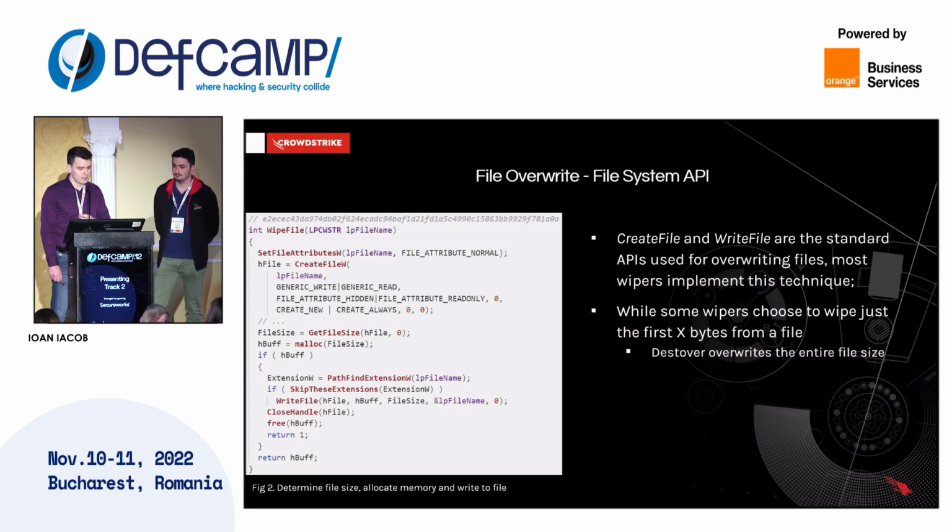wiping process. To overwrite the files, the most often seen technique is just plain old WriteFile API. Of course, in order to write to a file, you need a handle to a file, so you would use CreateFile for that. Some wipers differ in the amount of data that is overwritten to the file. Some overwrite the entire length of the file. Others just try to increase speed of operation by overwriting the first X bytes from that file, which might leave room for recovery.